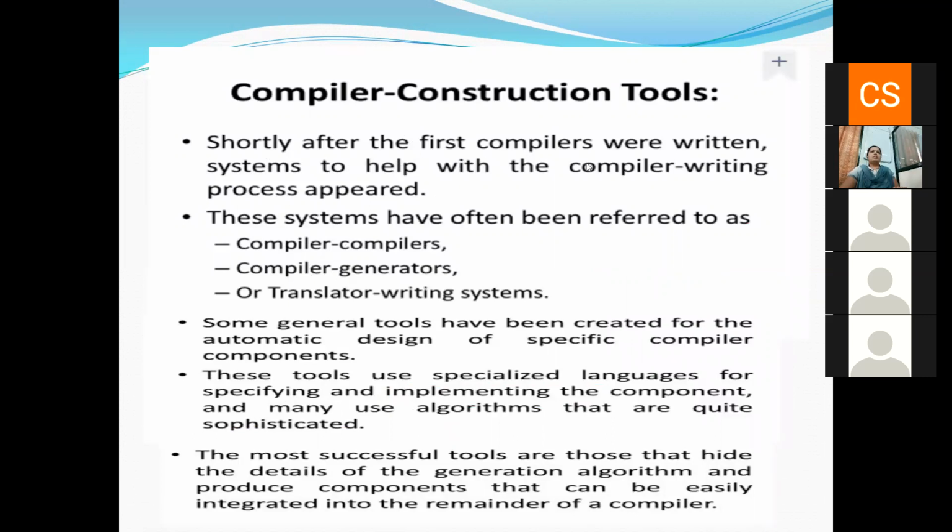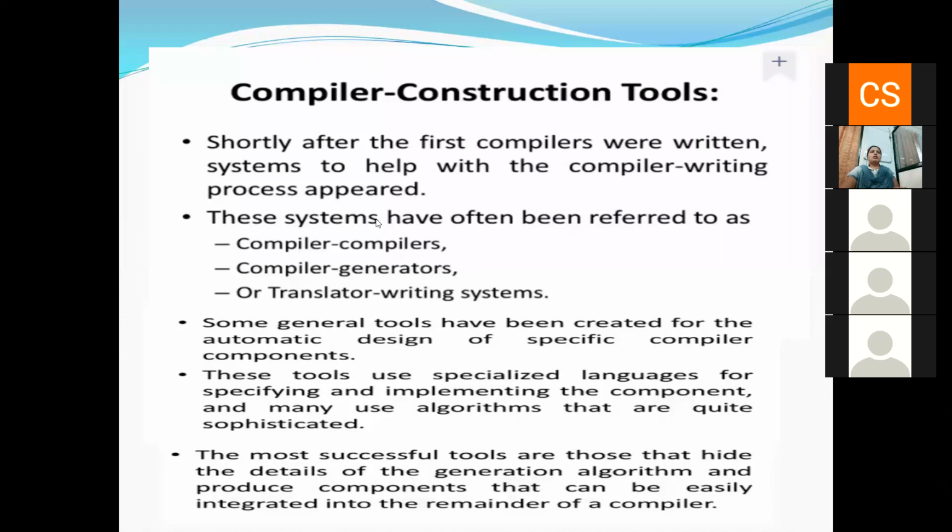Shortly after the first compilers were written, systems to help with the compiler writing process appeared. So here we have the system to write the compiler. These systems have often been referred to as compiler compilers, compiler generators, or translator writing systems.